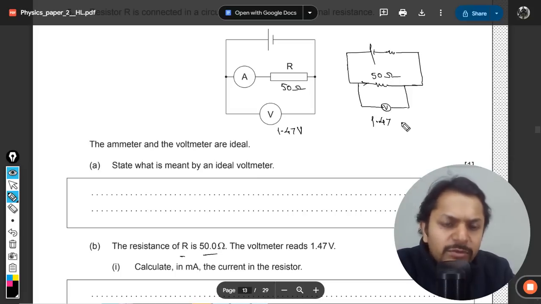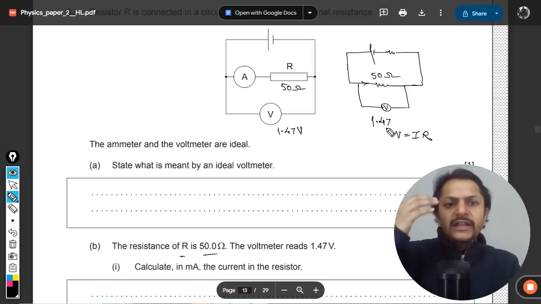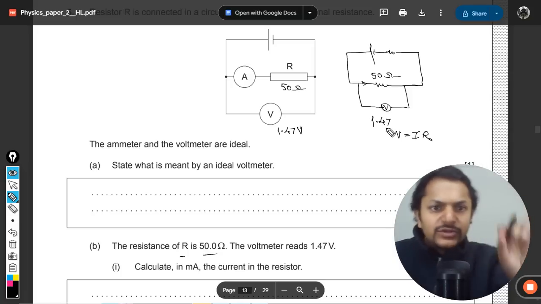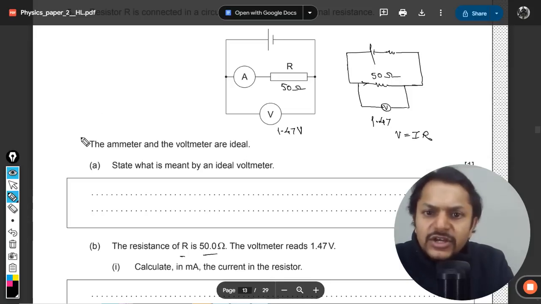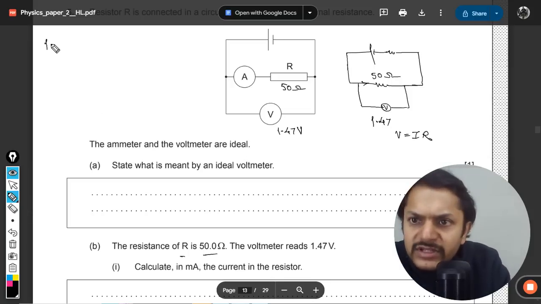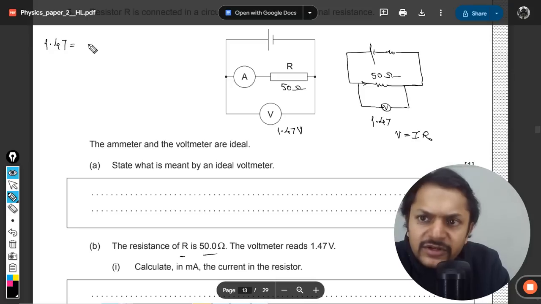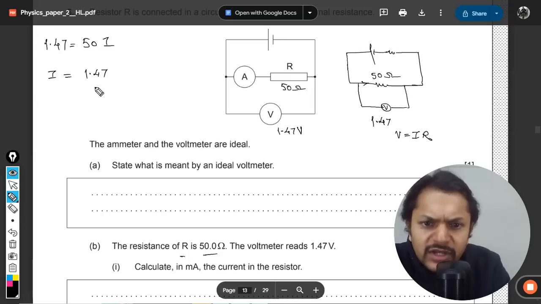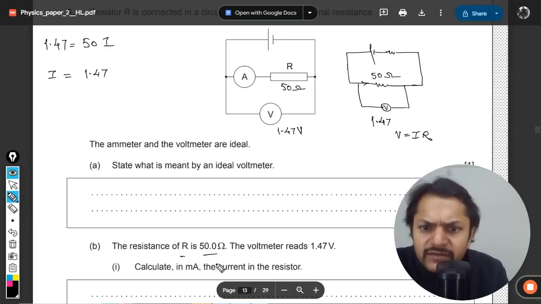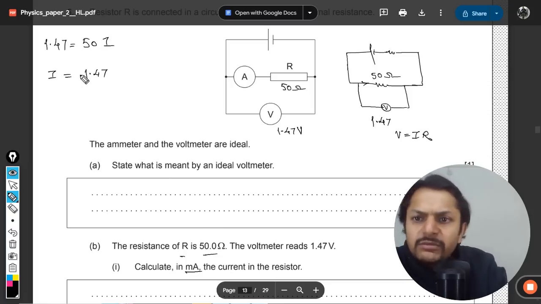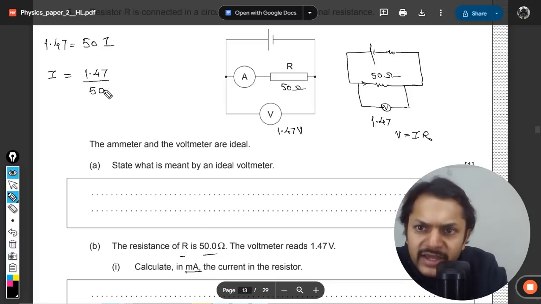Clearly, the voltmeter reading V is equal to IR, where I is the current passing through the resistor and R is the resistance. So the answer will be 1.47 equals 50 times the current. So the current I will be given by 1.47 divided by 50. Is there any milli anywhere? No, you have to find the current in milliamperes. So we will find this value.